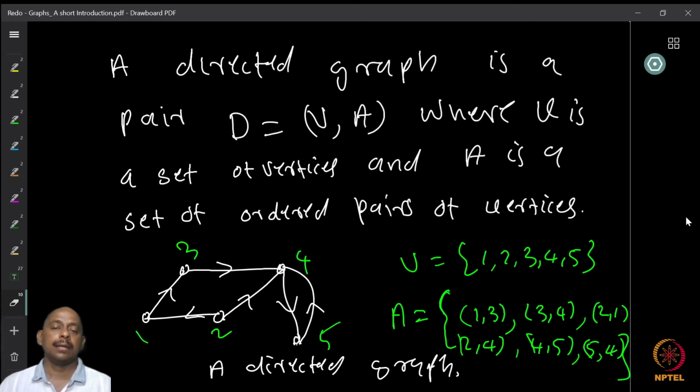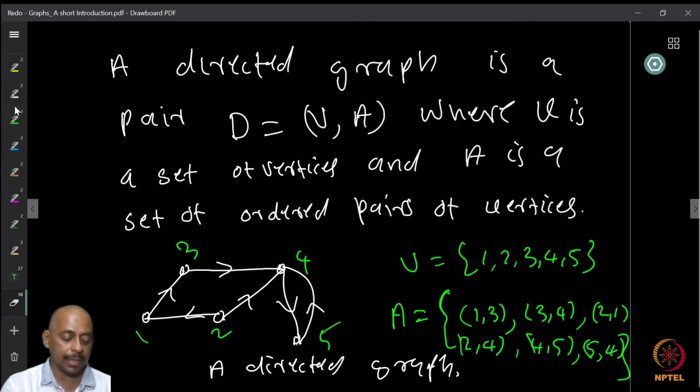So what is an example? Let us look at the given graph below, with the vertex set V = {1, 2, 3, 4, 5} and the arc set {(1,3), (3,4), (2,1), (2,4), (4,5), (5,4)}. So (1,3) is an arc, which means that I can go from 1 to 3.